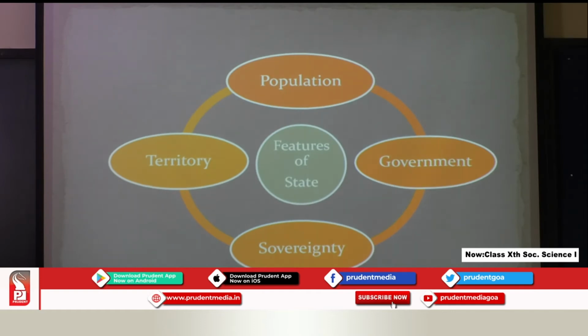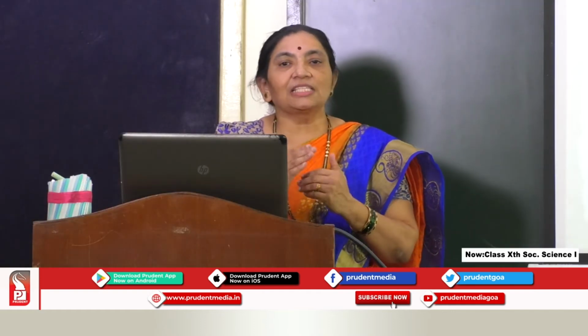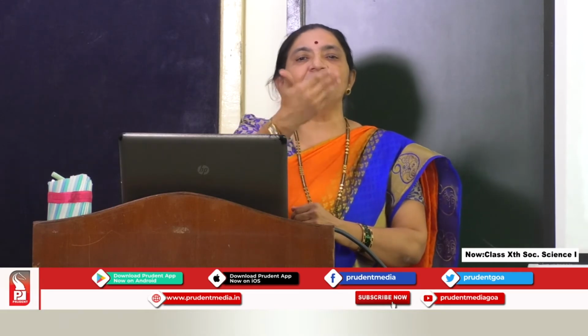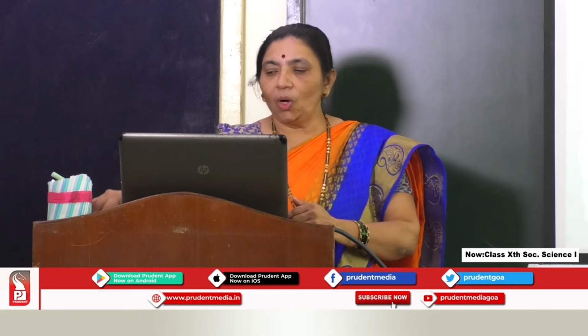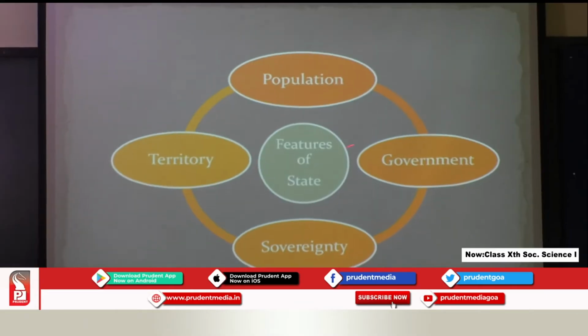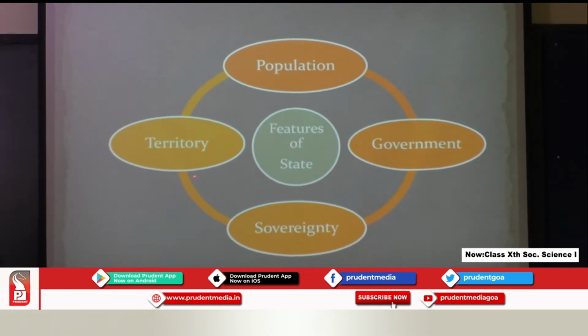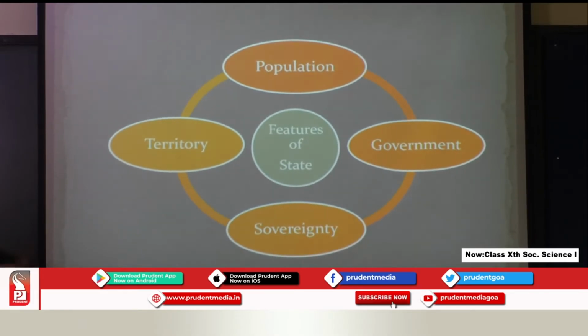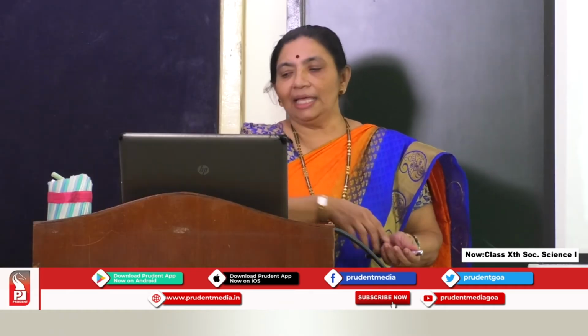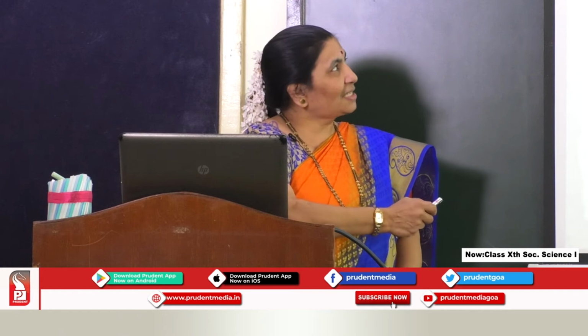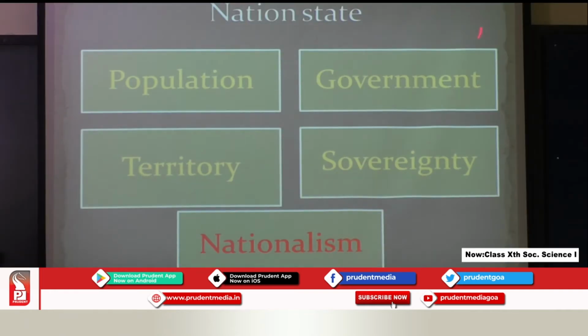Now, once again, let us highlight these points of the state and see the difference between the state and a nation state. So, in this slide, you all can see the features of the state: population, government, sovereignty, and territory. These are the features of the state. Now, what is the difference between a state and a nation state? Let us see in the next slide. The nation state now. This has population, government, territory, sovereignty, but to this is added the feature of nationalism, which is very, very important.